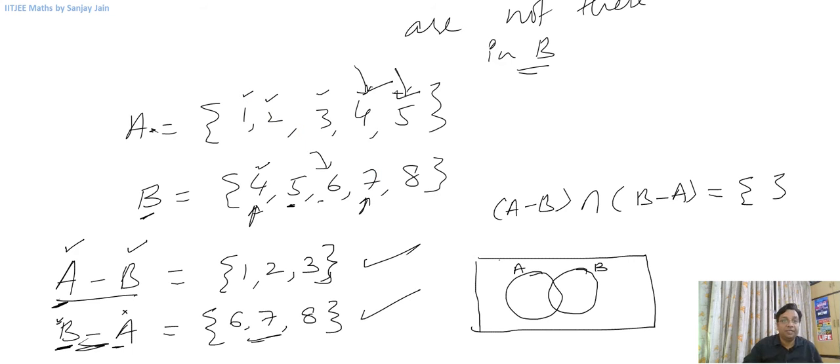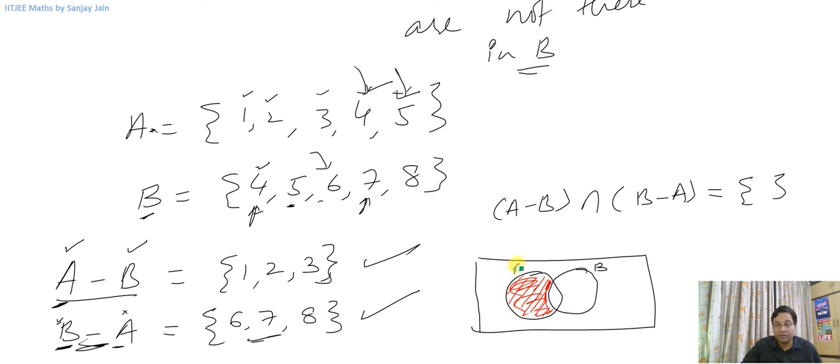So what will be A minus B? The elements of A that are not there in B. So only these elements, right? I cannot take this common area. This common area cannot be taken.